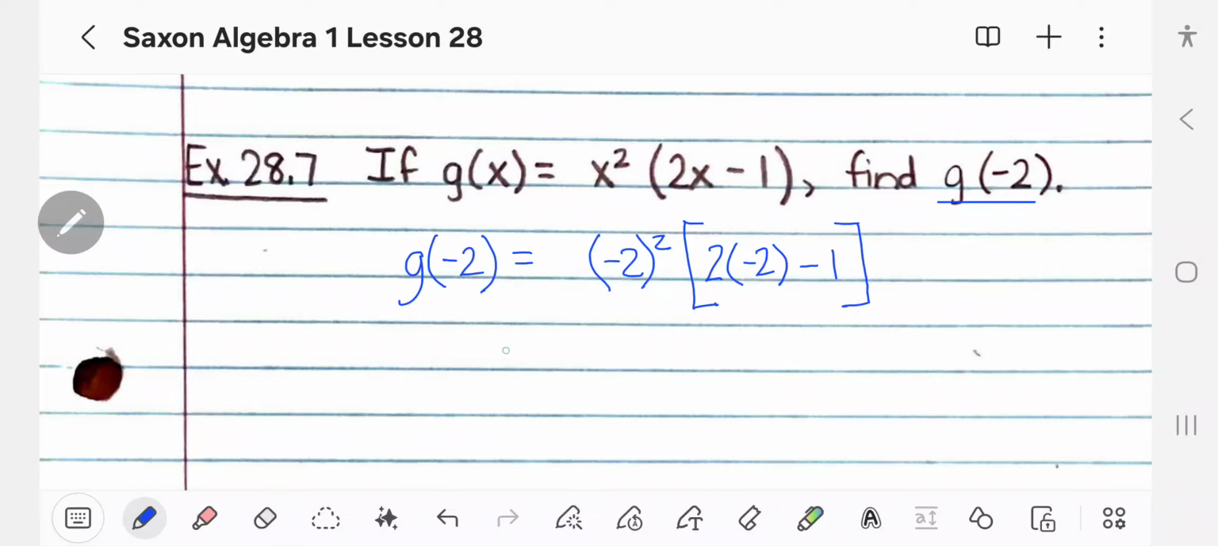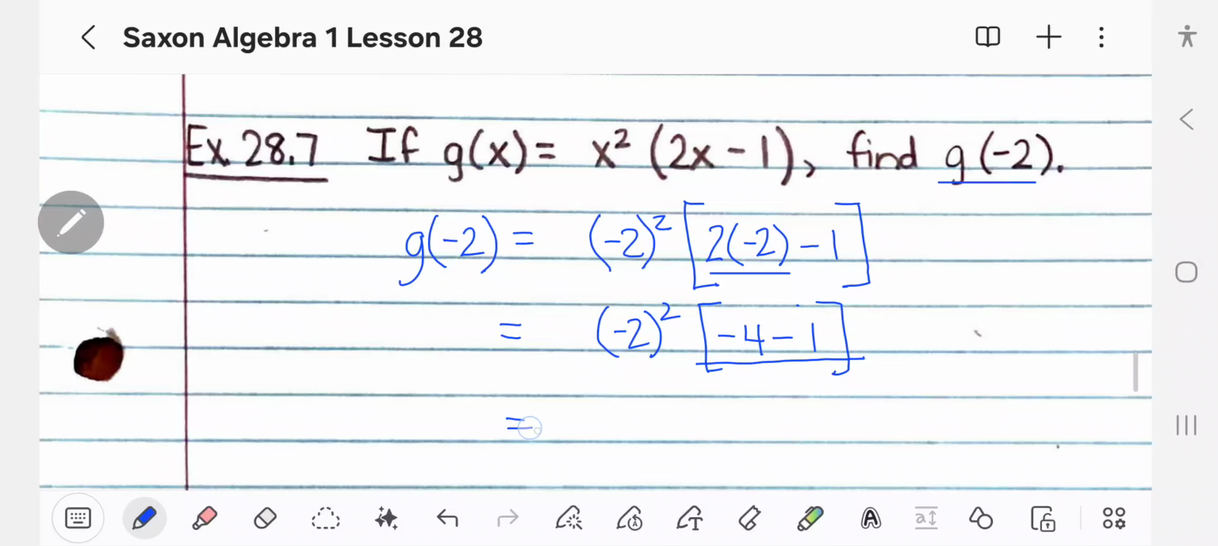And then I'm going to work that out. Actually, I should probably start in here, shouldn't I? I'm going to go in here and do this multiplication. That's -4. And then I'll do these symbols of inclusion, or grouping symbols. -4 minus 1 would be -5.